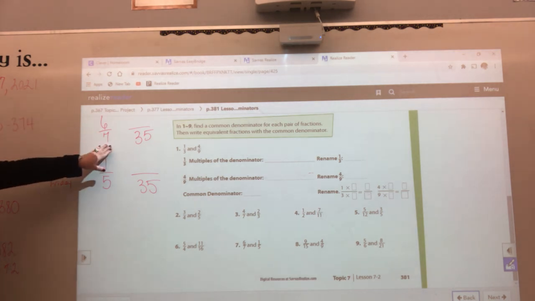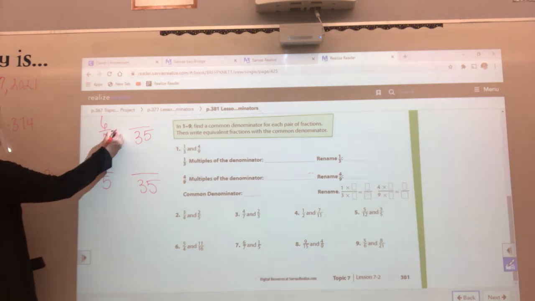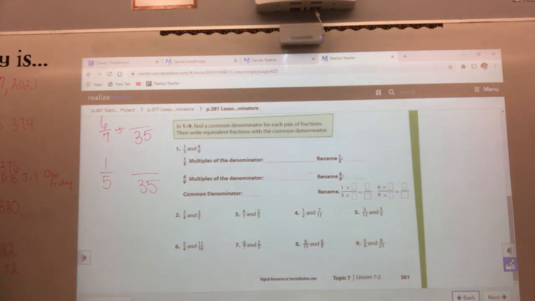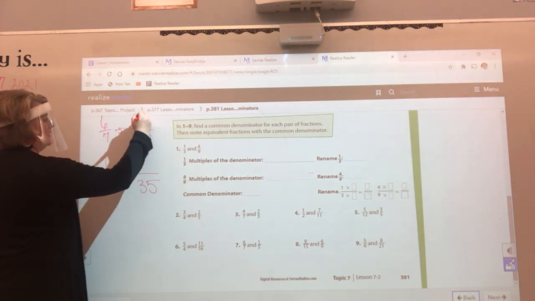So now we're on our top numbers. How in the world did we go from 7 to 35? What did we multiply by? Times 5. Well, if you multiply the bottom times 5, you got to multiply the top times 5. So what's 6 times 5, class? 30.